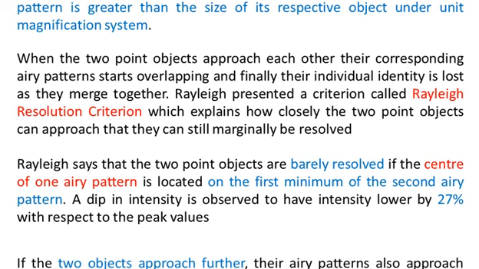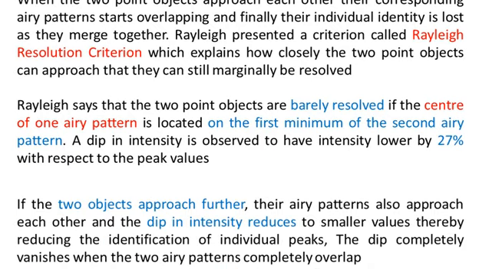Rayleigh presented a criterion called the Rayleigh resolution criterion, which explains how closely the 2 point objects can approach so that they can still be marginally resolved. Rayleigh says that the 2 point objects are barely resolved if the center of one Airy pattern is located at the first minimum of the second Airy pattern. A dip in intensity is observed to have intensity lower by 27% with respect to the peak values.